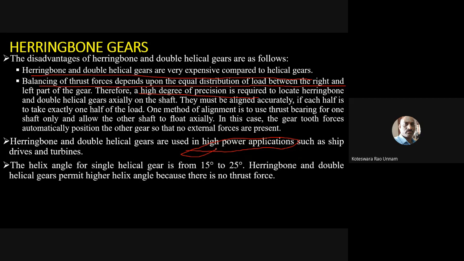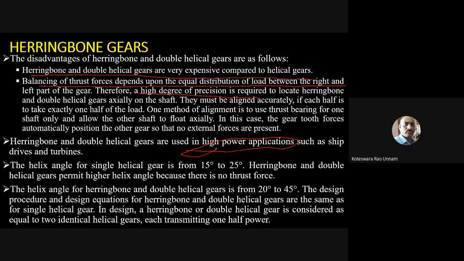Whereas in case of this herringbone or double helical gear, there is no issue of thrust force, so you can go for higher helix angles also. The helix angle for herringbone and double helical gears ranges from 20 degrees to 45 degrees. You can go up to 45 degrees. The design procedure and design equations for herringbone and double helical gears are the same as for single helical gears.